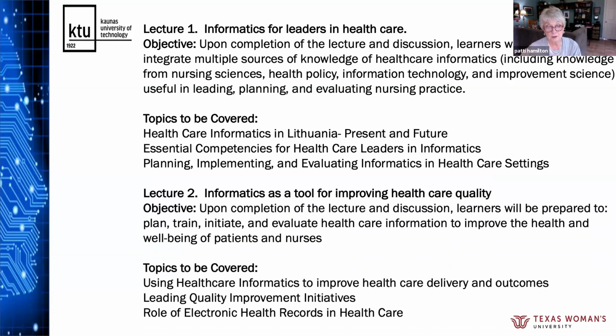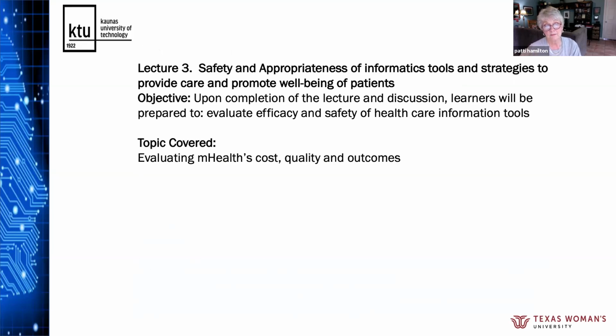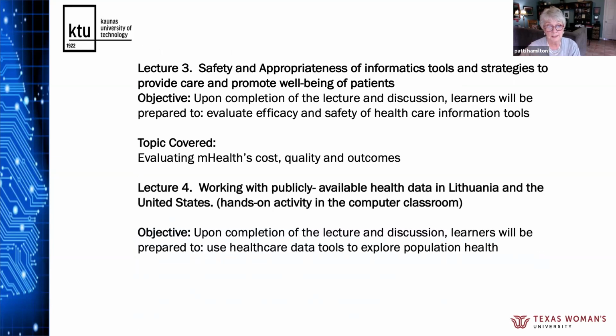In the second lecture, we're going to talk about using health informatics to improve quality, and that will get us into quality improvement initiatives and what those entail. And then the role of the electronic health record in all of this is going to be covered in our next time together. The third time we're together, we're going to talk about evaluating mHealth, and mHealth is mobile health devices. And those are costly and yet have a lot of promise for quality outcomes. So we need to become real familiar with those.